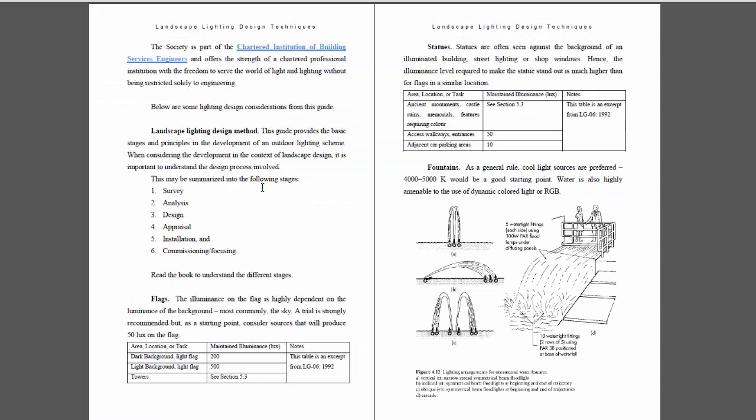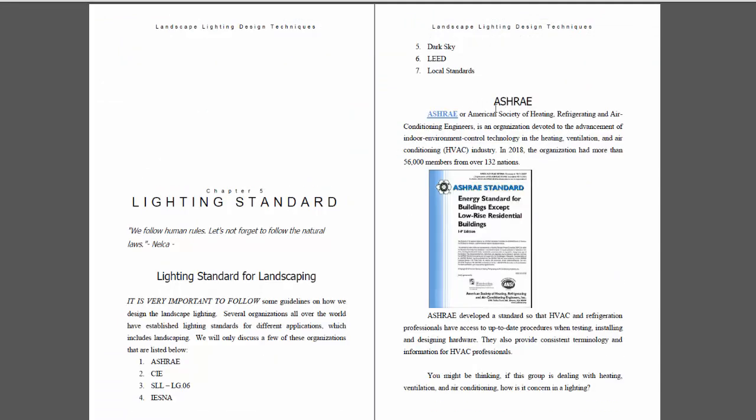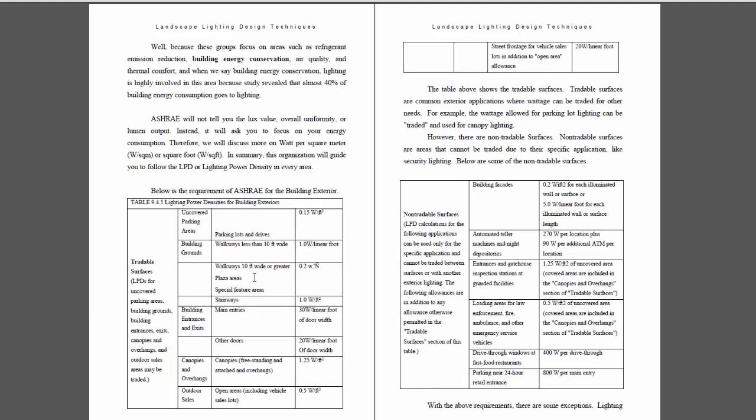So let's proceed now. There are some requirements here. First, let's check ASHRAE. In ASHRAE, we will discuss parking areas, building grounds, entrances, exits, canopies, outdoor stairs, and what else do we have here? So that's it.